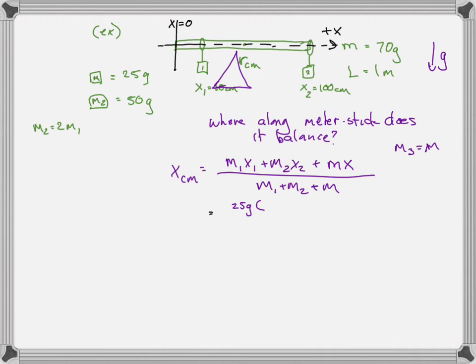Position of M1 is at 10 centimeters, plus 10 centimeters. I'm being careful. M2, mass M2, is 50 grams. I'm taking into account my units and my signs. And the position of M2 from the origin is plus 100 centimeters.